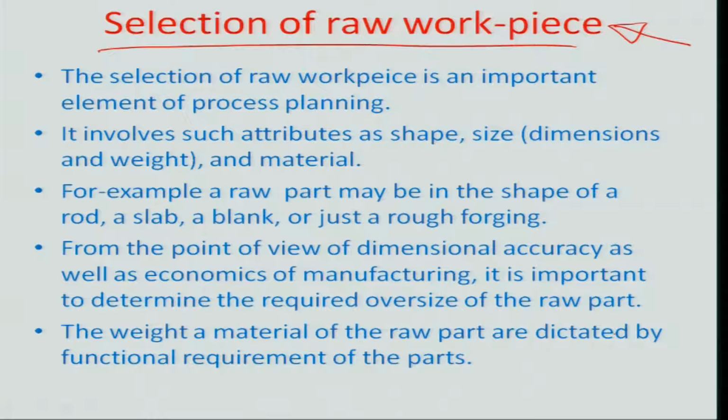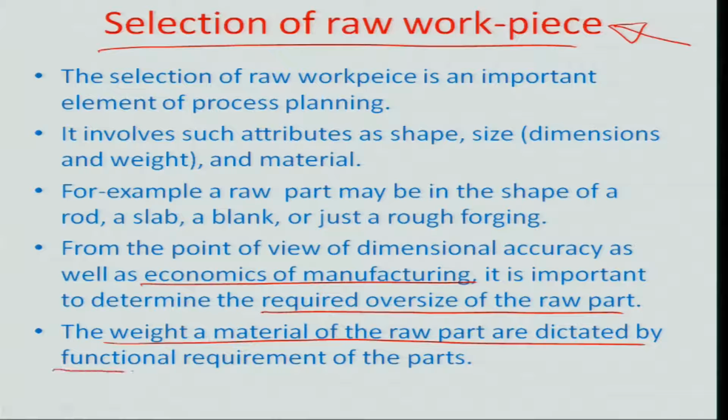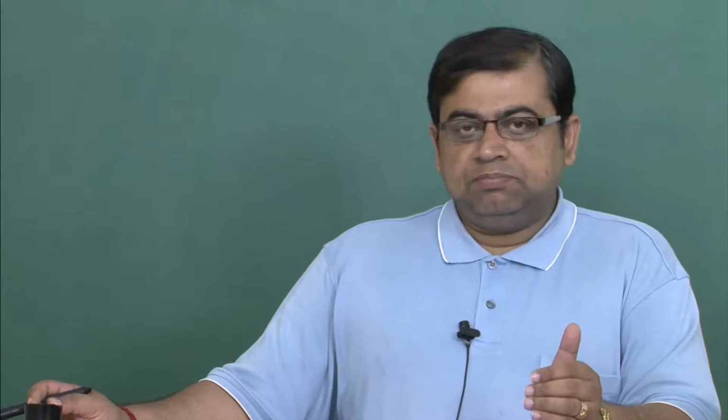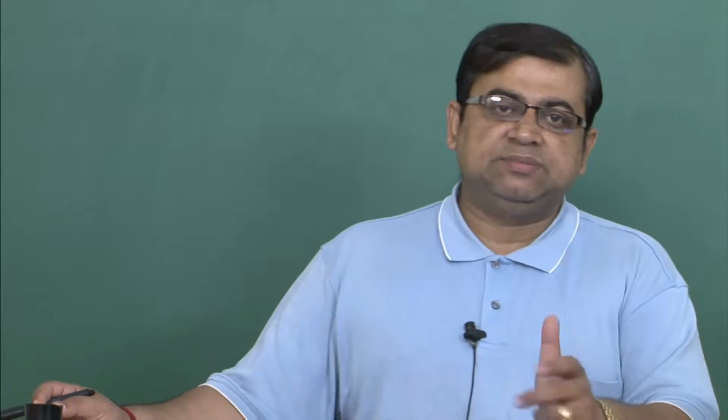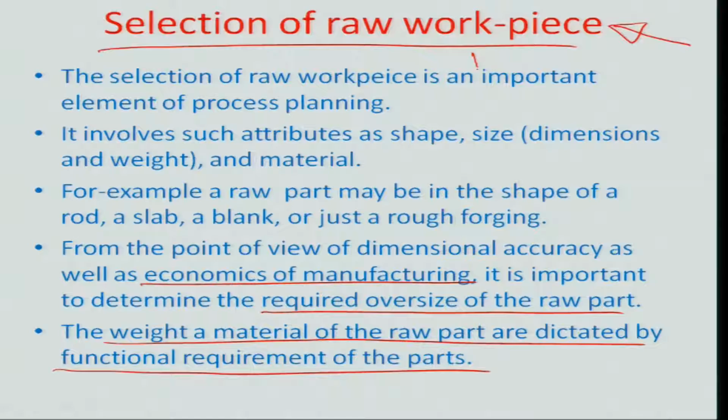And then obviously the economics of manufacturing would determine the overall required oversize of the raw part, okay, so that you can remove minimum amount of part to create the engineering part in question. The weight of the material of the raw part obviously are dictated by the functional requirements of the parts also, and things like, for example, what is the type of the material to be chosen, whether it can really take up the ultimate yield strength or performance which is needed for that particular engineering part while in assembly or while in a machine. These aspects also come to the stage of selection of the raw workpiece or raw workpiece material.